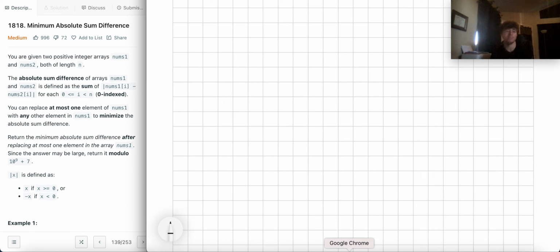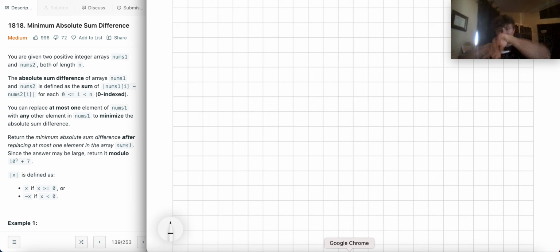Today we're doing problem 1818, minimum absolute sum difference. Absolute is usually positive, right? Like absolute difference. The minimum, the smallest absolute sum is when you take things and add them together, the difference. So the minimum absolute sum difference, all right?